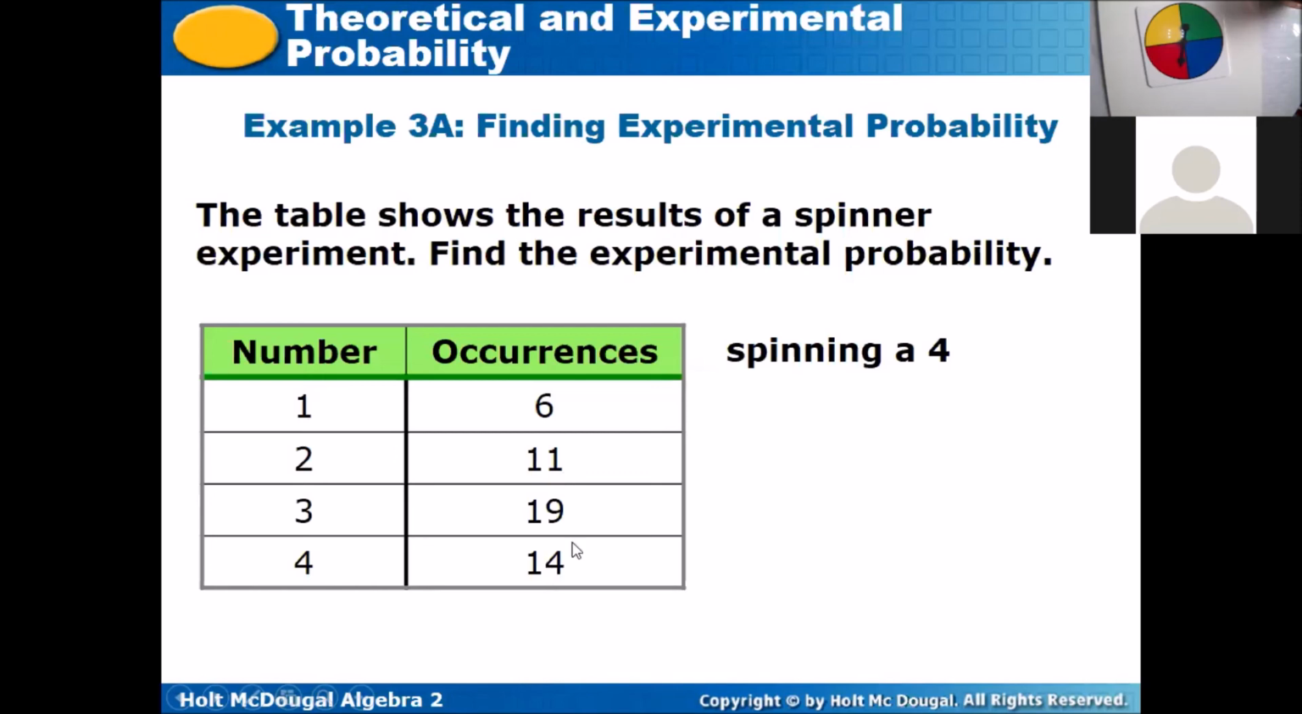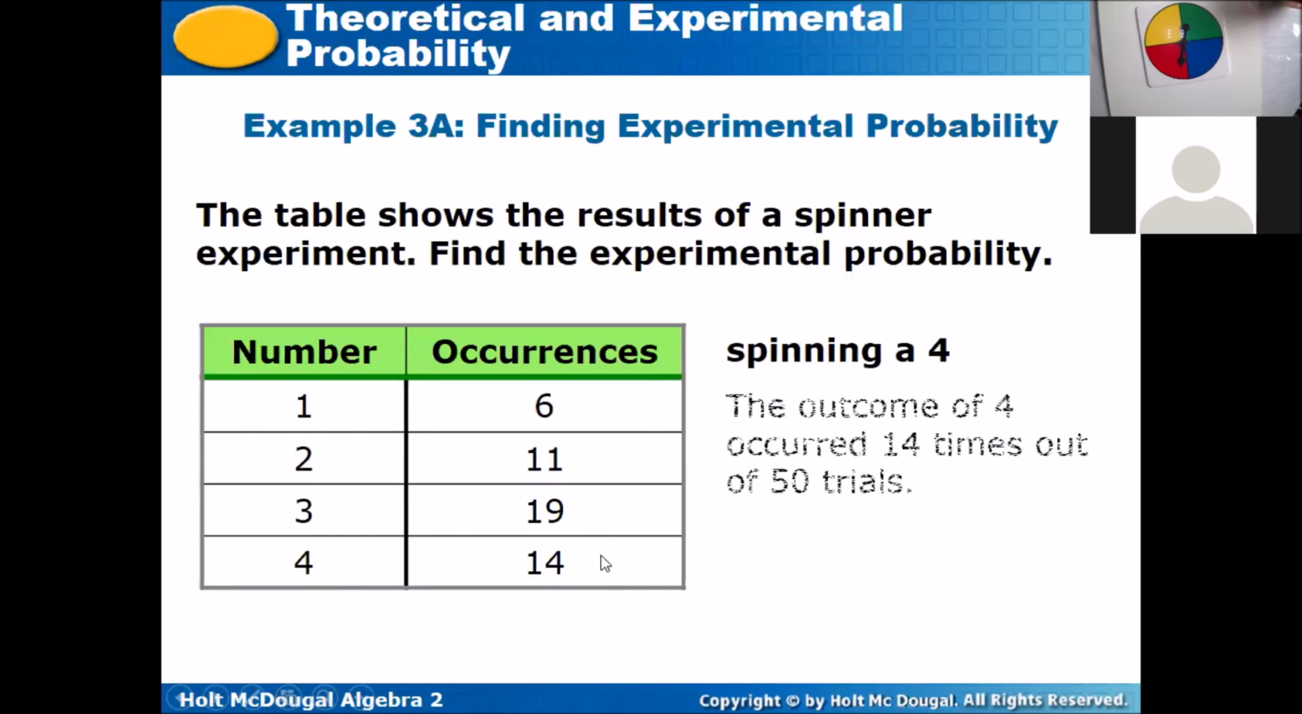Okay, so the very first thing we would want to do is add up the number of times that they spun. That was 50 times, right? And how many times did they get the 4? They got it 14 times out of the 50 times. So when we do this, we're going to divide the 14 by the 50. We're going to always write these in reduced form. So if it's a fraction, you want to make sure you reduce that fraction. And 7 over 25 is 0.28, which is 28%.